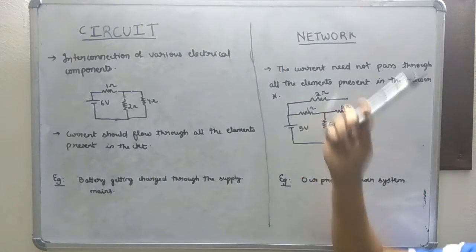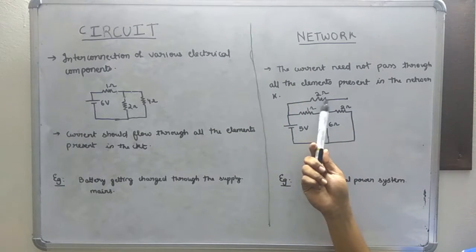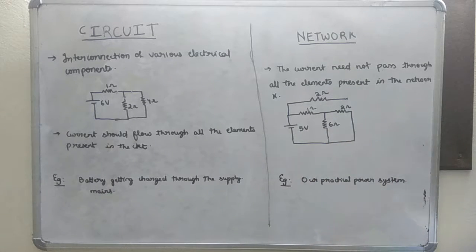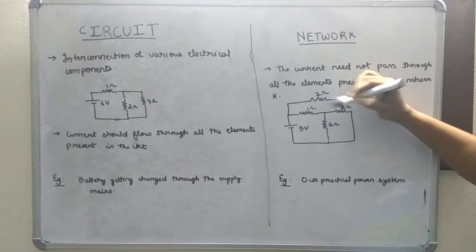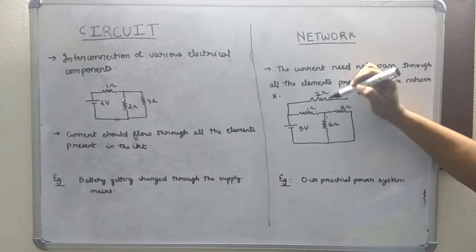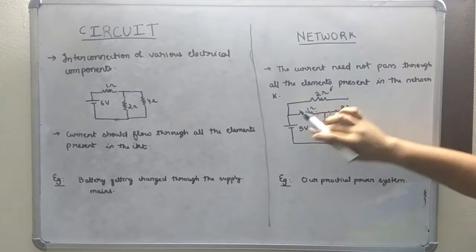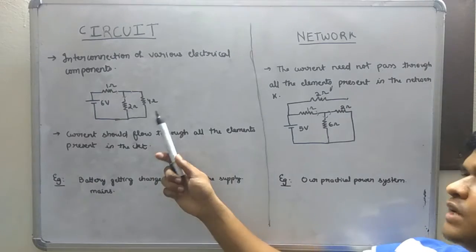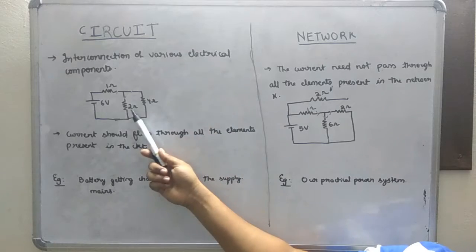When coming to the network, the network definition is the same as that of a circuit, but the thing is, the current need not pass through all the elements present in the network. I mean, we can see in this circuit there is a 5-volt source and there are again 4 resistances, and the current, as you can see, can flow only through these 3 resistances, and this is an open circuit. The current need not flow through this 2 ohms. This is called a network and this is called a circuit. From the basic definition, we can imply that every circuit is a network, but every network is not a circuit.